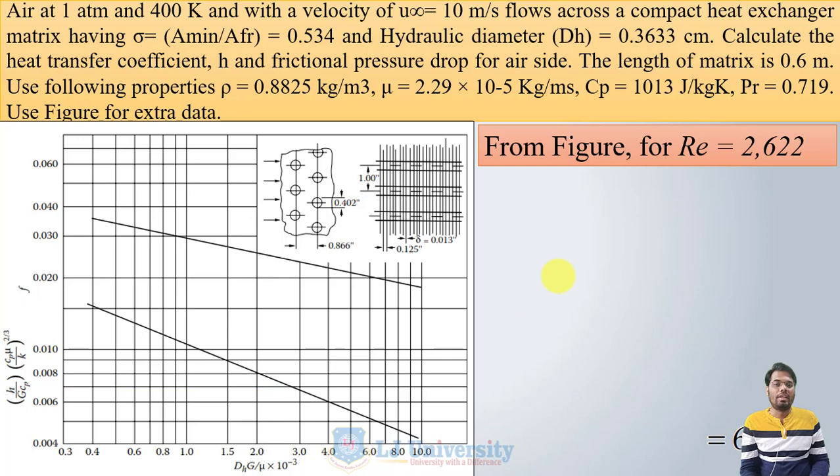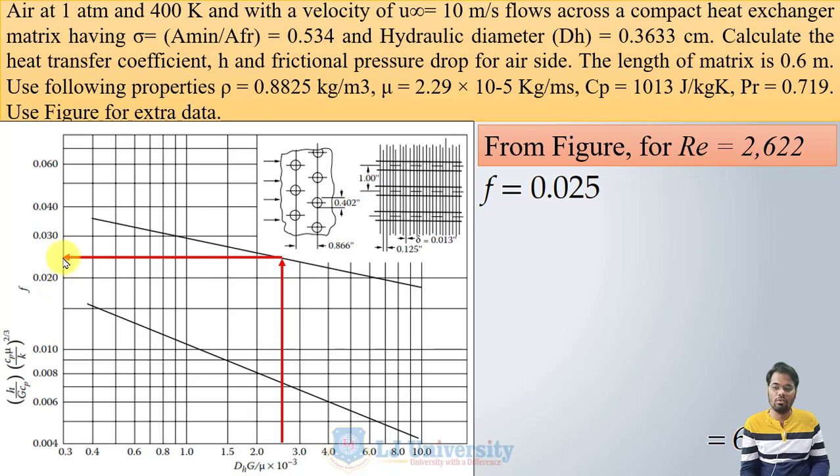Now the second task is to find out the pressure drop. For the pressure drop, we require the value of f. Again, from the figure, the Reynolds number is 2.6 times 10 to the power of 3. So for 2.6, this is our straight line. When this intersects this line, it will provide you the value of f, which is going to be 0.025 or 0.026 or something. Yes, 0.025. This is the value of the frictional factor f.